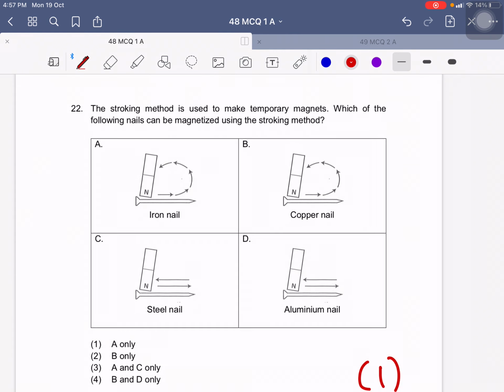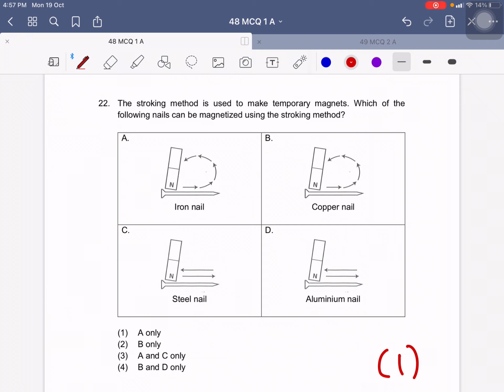Okay, question 22. Now, the stroking method is used to make temporary magnets. So which of the following nails can be magnetized using the stroking method? Now, you need to recall, you need to use the bar magnet and the pole. You have to fix it, so don't change the pole as you stroke. So over here, this is N, the North Pole. So when you stroke, you have to stroke in a circular path. So actually A is correct.